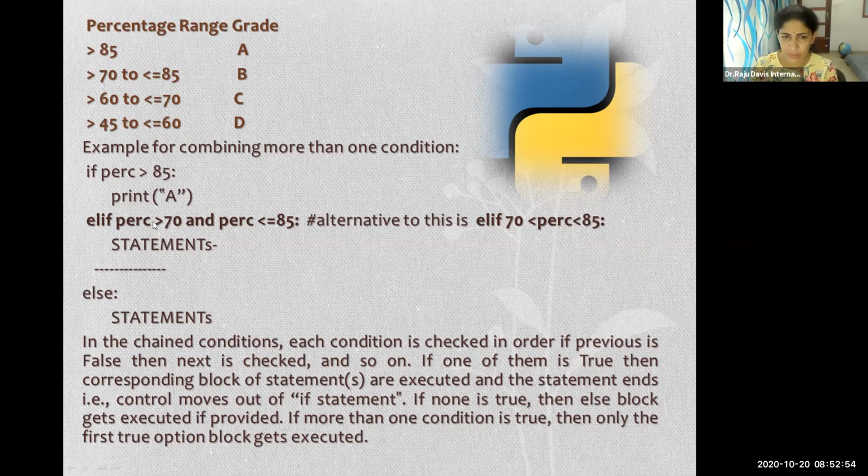Otherwise, no need. Because percentage greater than 70 will execute, this condition will be checked and the result will be retrieved. Then this statement will execute and the result will be retrieved. Then only it will be checked with AND. Okay.